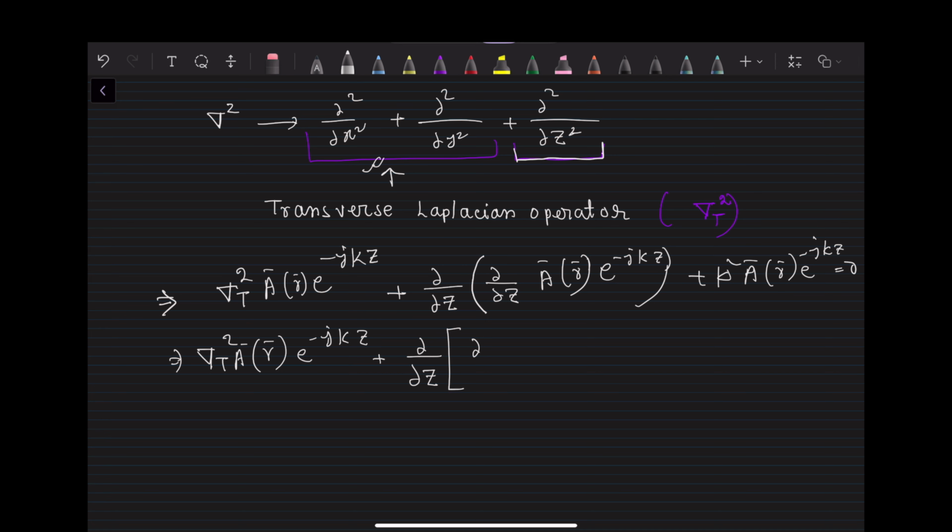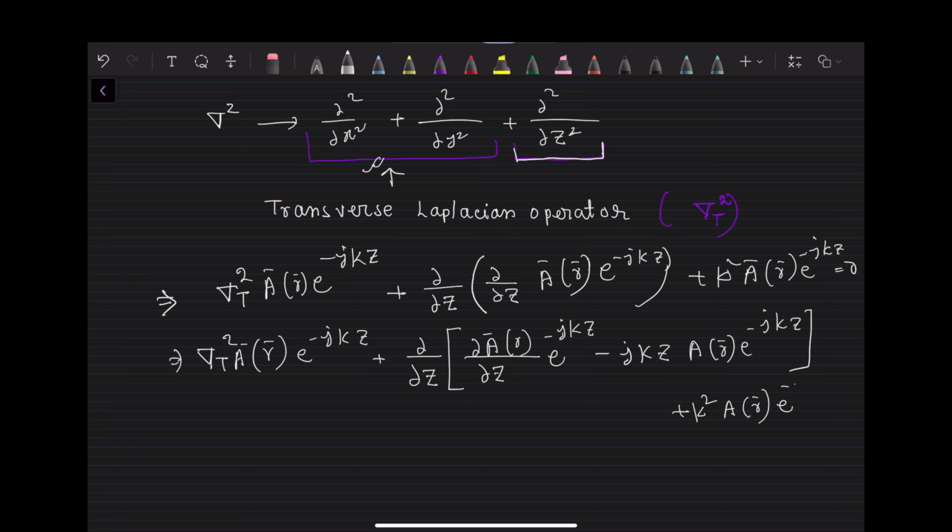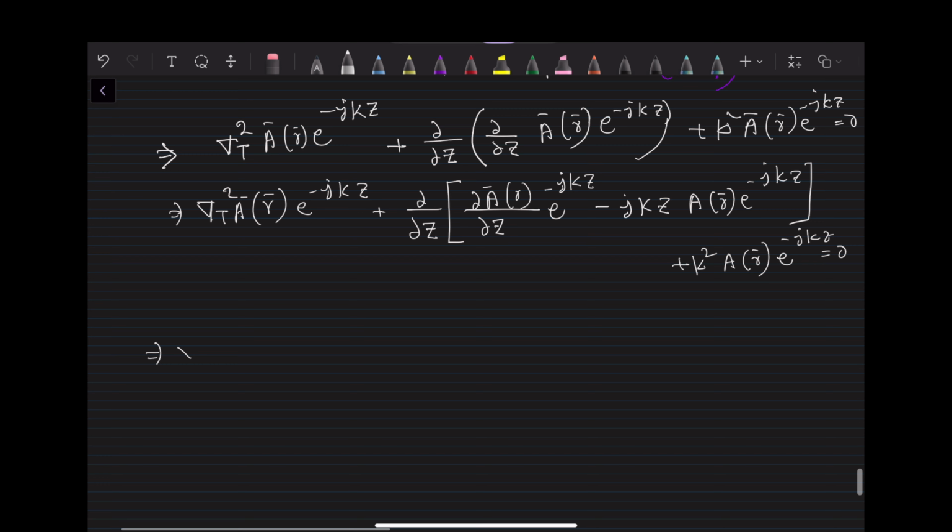So first we have this, then in the second term we have this, and 182 minus kz and plus k squared. So you have to take another derivative.